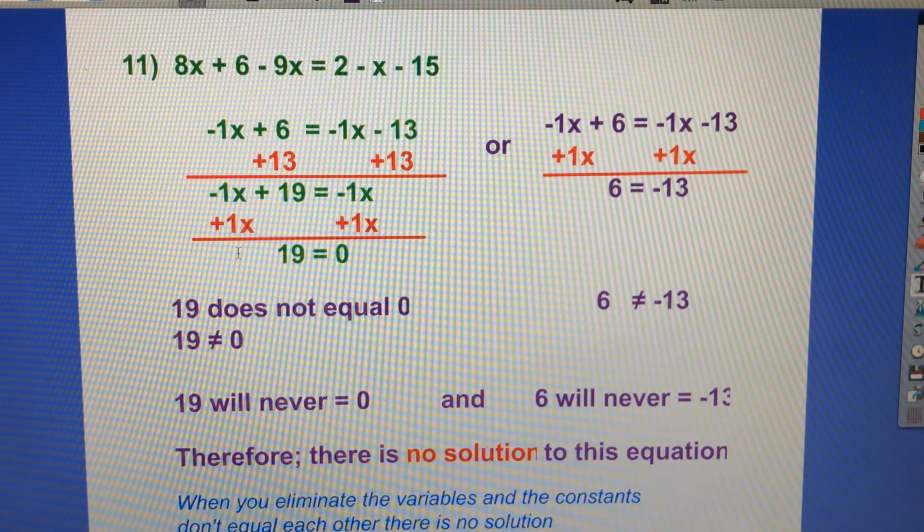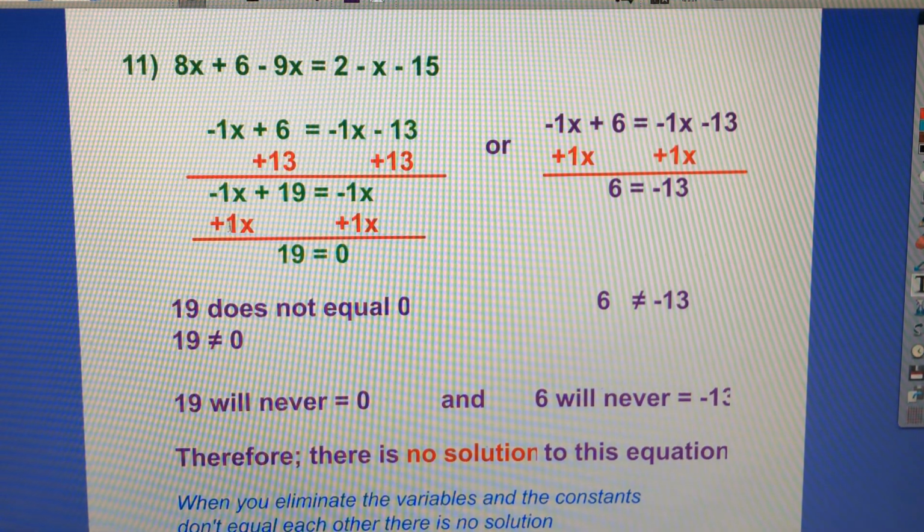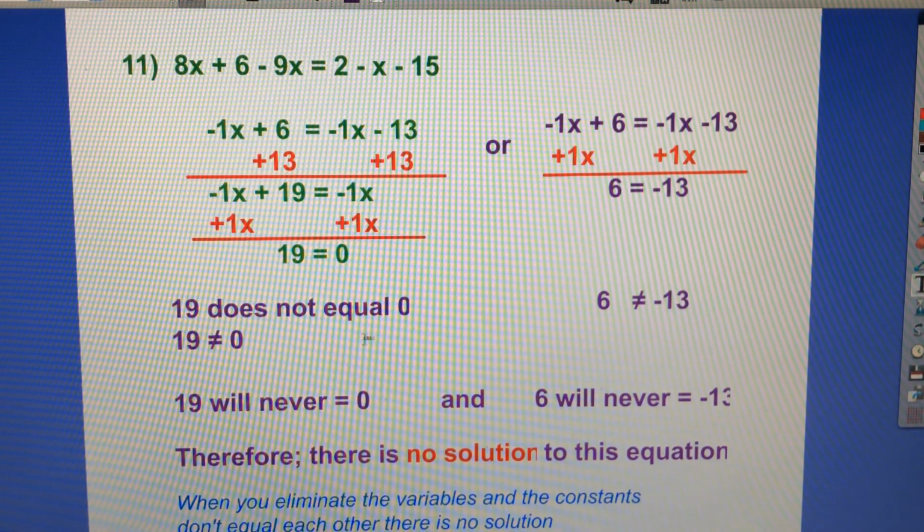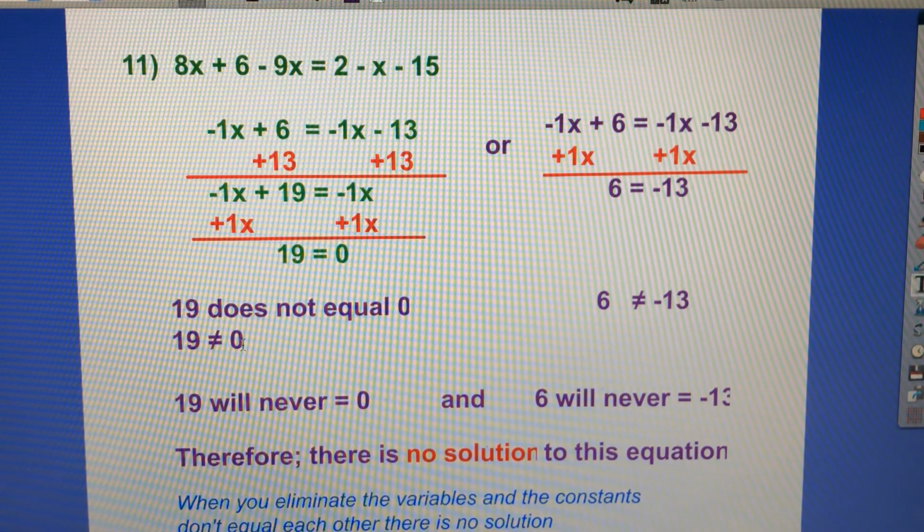Okay, move the x's to the other side. I add 1x to both sides. I get 19 equals 0. Well, that doesn't make sense. 19 does not equal 0. 19 will never equal 0. Okay, I don't know what I'm doing then. So let's try something else.